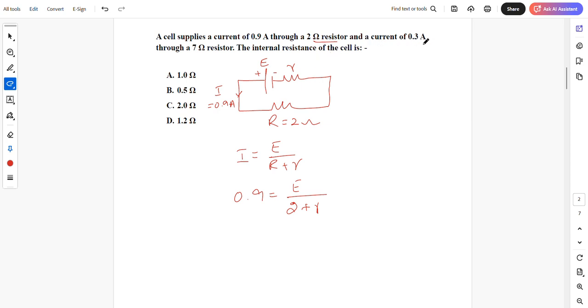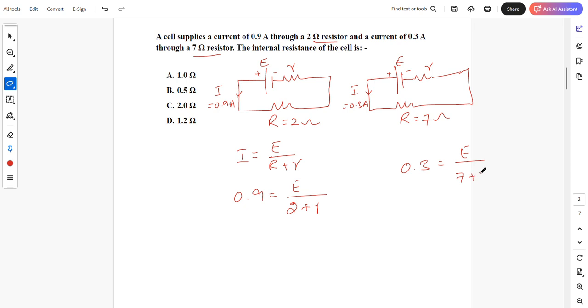In the second case, a current of 0.3 amperes through a resistor of 7 ohms. Take another circuit, where R is becoming how much? R is getting increased to 7 ohm. What happens to the current? Then the current is decreasing. I is equal to 0.3 amperes. Once again you have to write 0.3 is equal to E divided by 7 plus r. Same formula I am using, I is equal to E divided by R plus r. Call this equation number 1, and this equation number 2.